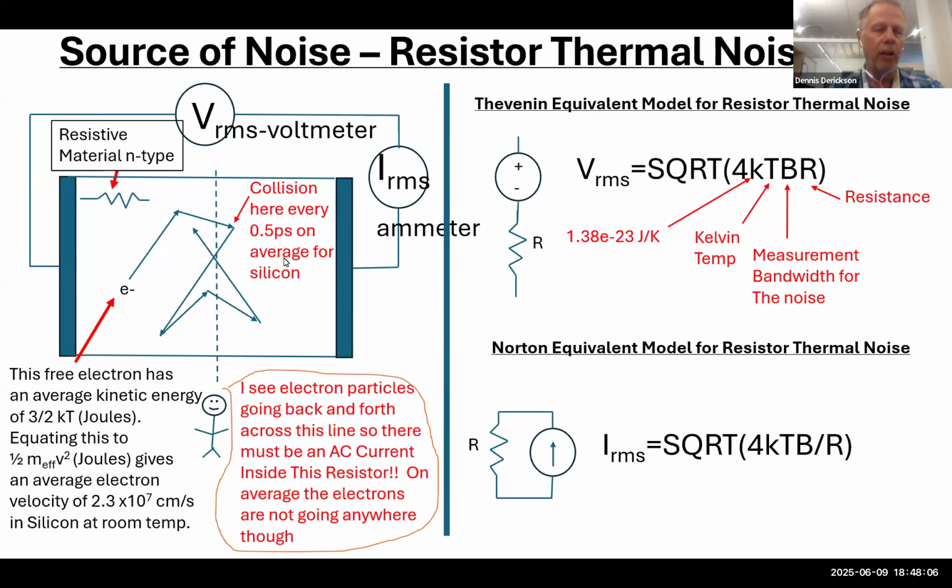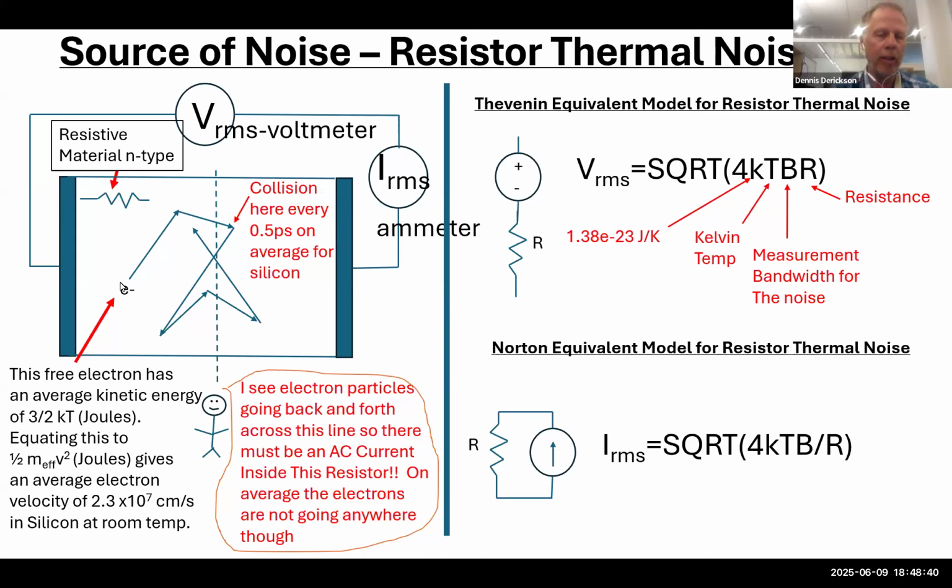So first, we're going to start out with a cross section of a resistor here. So here's a resistor, here's an ohmic contact on the left and an ohmic contact on the right. And I have two instruments measuring properties of that resistor. I have a voltmeter that's measuring the RMS voltage across the resistor. And I have an ammeter for measuring the current that goes through this resistor. There is no external source applied. I'm going to measure the inherent noise that's found in a resistor, and that noise is called thermal noise.